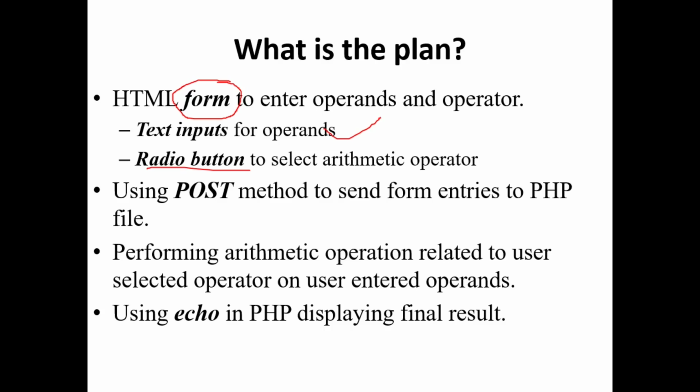Then once the form is submitted, that is, the user enters 2 operands using text input, selects the radio button and submits the form, we will use the post method and give the data entered by the user to the PHP code. In PHP we receive operands and operator entered by the user, perform the particular operation selected by the user, and display the result of the arithmetic operation in the PHP code itself using echo statement.